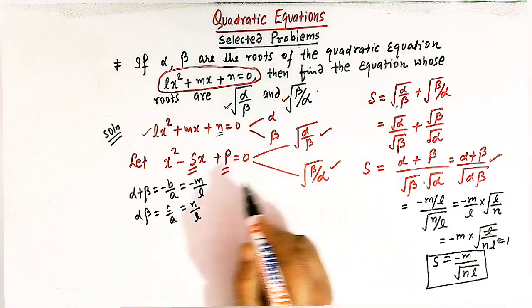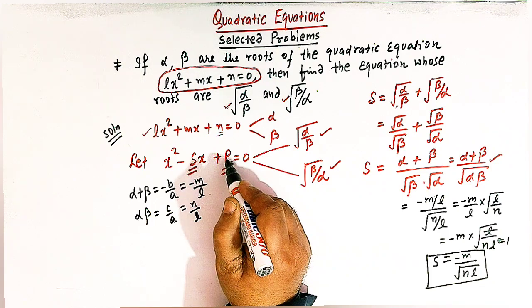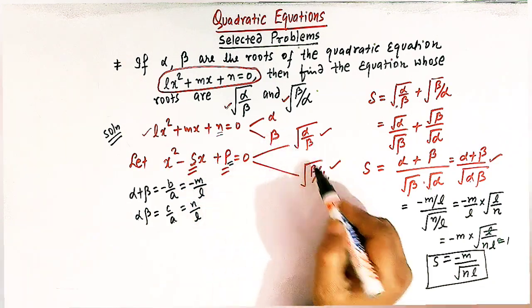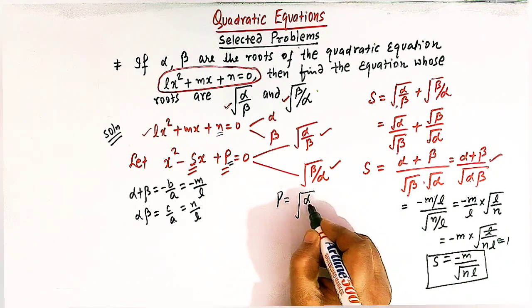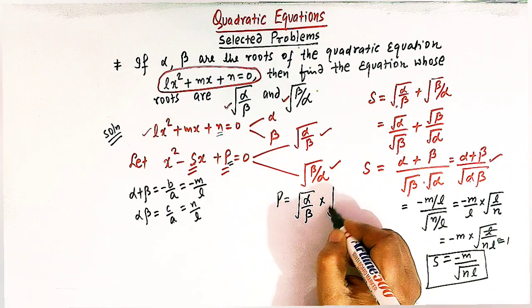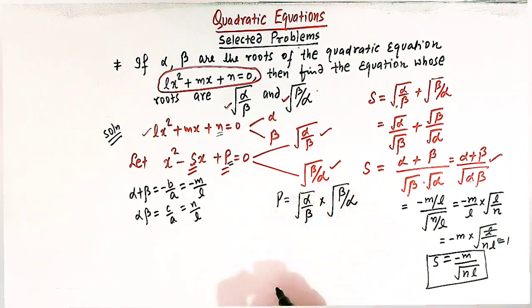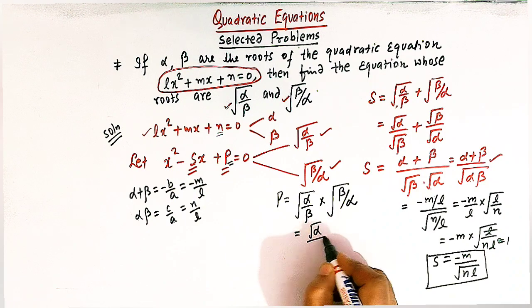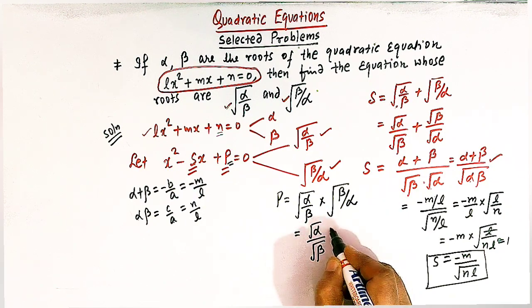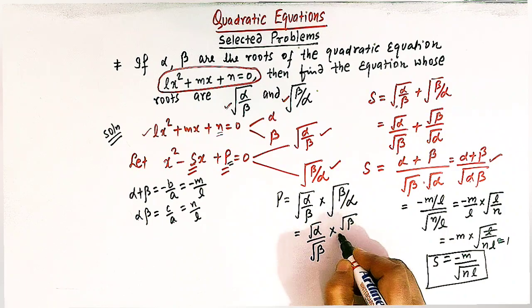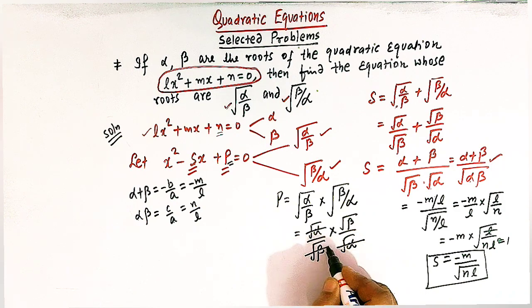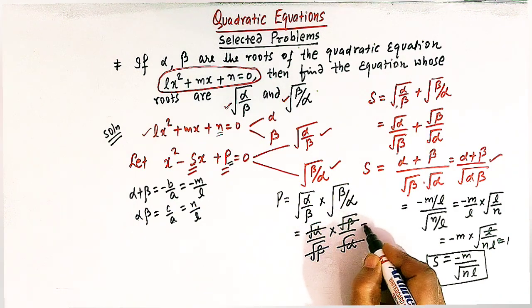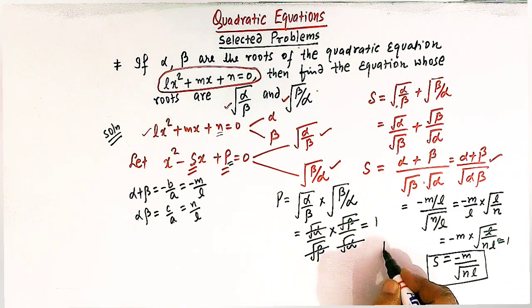Okay, now let us find out the value of this p. p is the product of these two roots. So we have p is equal to square root of alpha over beta times square root of beta over alpha. So this is square root of alpha over square root of beta, and here we have square root of beta over square root of alpha. So these two terms get cancelled. Here also these two terms get cancelled, and we are left with 1, right? So the product of roots is 1.